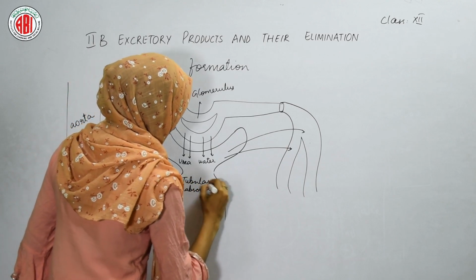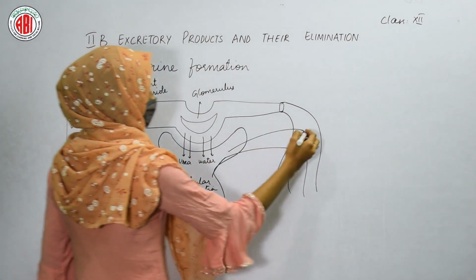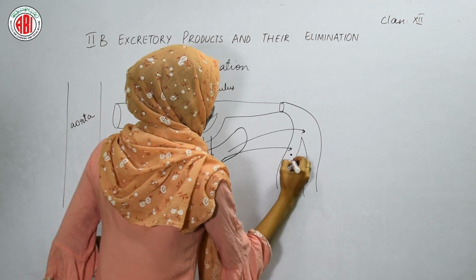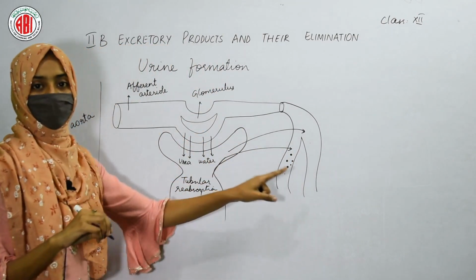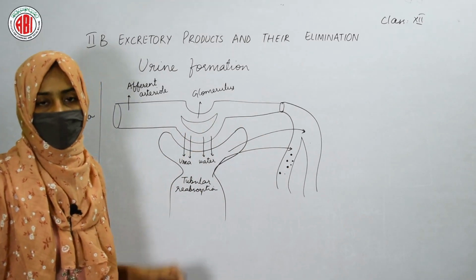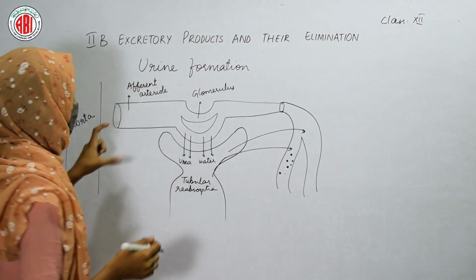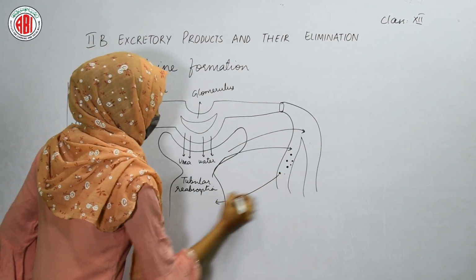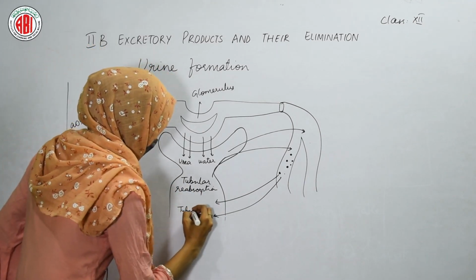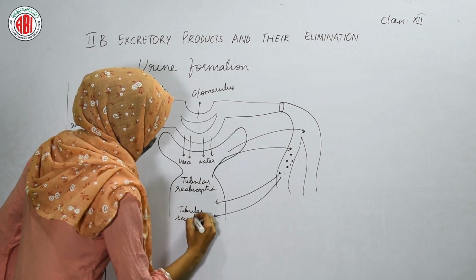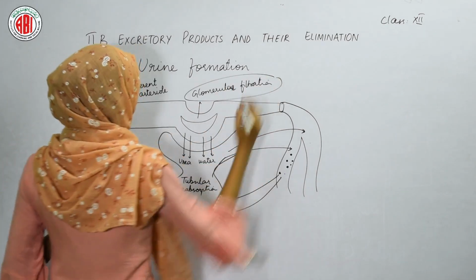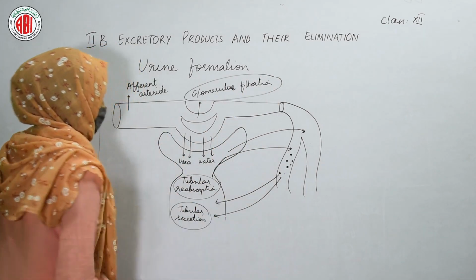Once the tubular reabsorption is done, the blood reabsorbed by these peritubular capillaries contains some waste products in it, but these waste products have to be transported into the proximal convoluted tubule or the distal convoluted tubule of a nephron, right? So, these waste products are again secreted by the renal tubule of a nephron, and we call this process tubular secretion. These are the three main steps in the process of urine formation: one is glomerular filtration, the other is tubular reabsorption, and the third is tubular secretion.